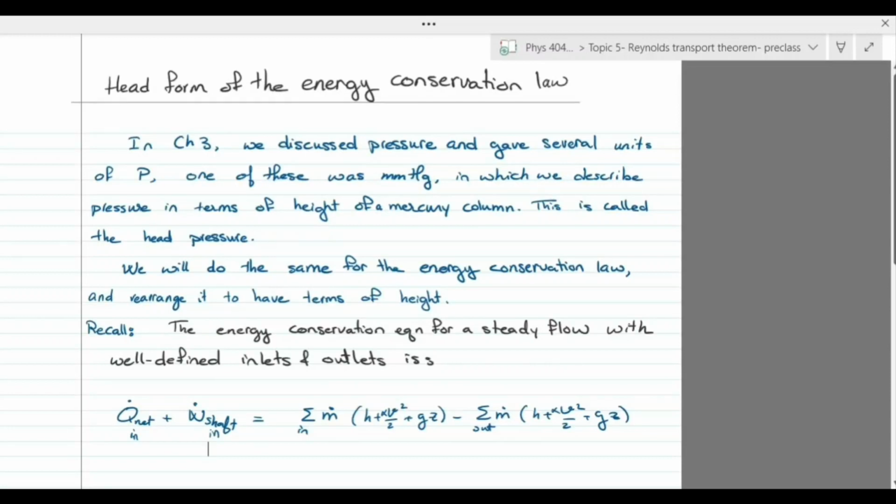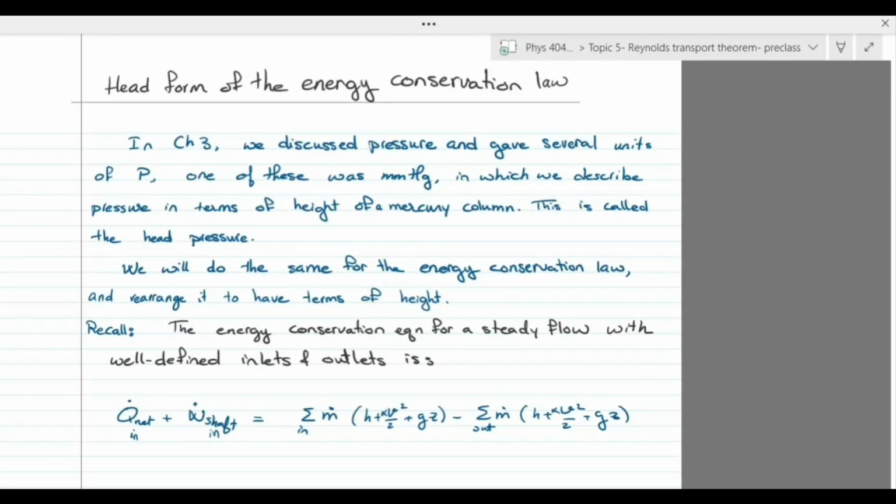So in this video we're discussing the head form of the energy conservation law. We have recently obtained an equation for the energy conservation law for a control volume using the Reynolds transport theorem. Today we're going to write the head form of this equation. What do we mean by the head form for a start?